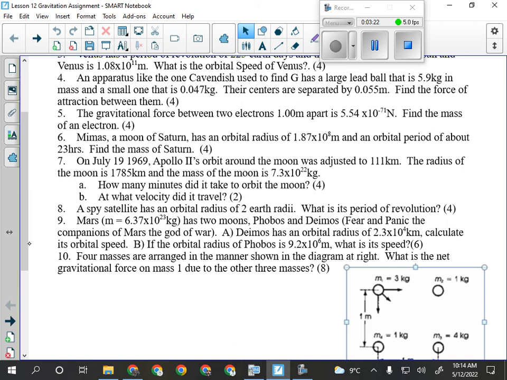You're looking for how many minutes it would take to orbit the moon and its velocity. Number 8, a spy satellite has an orbital radius of 2 Earth radii. What is its period of revolution? Sometimes I get people asking this question, so I'll answer it anyway: what planet is the spy satellite orbiting? I say, what's the only planet we're going to spy on? We're not spying on anybody but ourselves. So it is orbiting the Earth, which is why it says 2 Earth radii. As far as I know, we're not spying on any other planets right now. We're researching some other planets, but we're not spying.